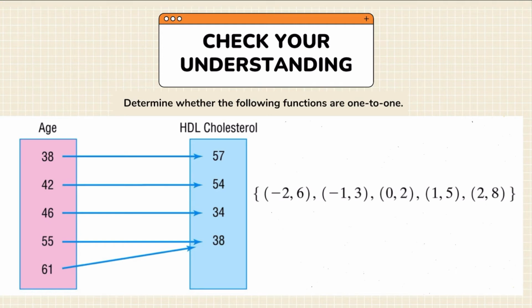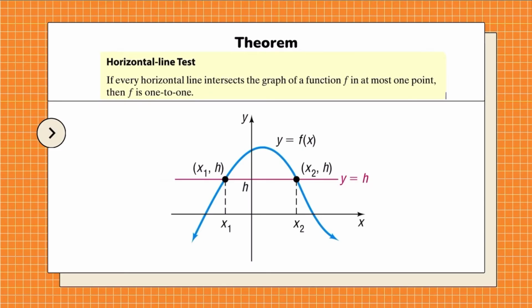In the second one, the function is one-to-one because no two distinct inputs correspond to the same output. We have -2, -1, 0, 1, and 2, and we have 6, 3, 2, 5, and 8. There are different numbers. Each input has a different output and each output has a different input.